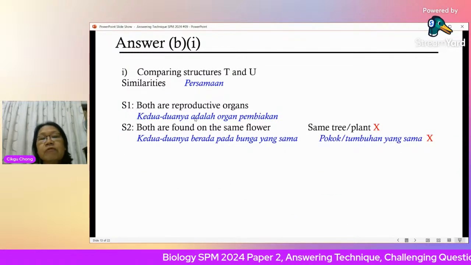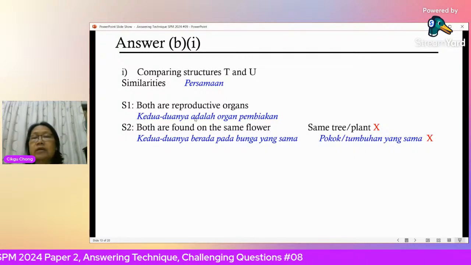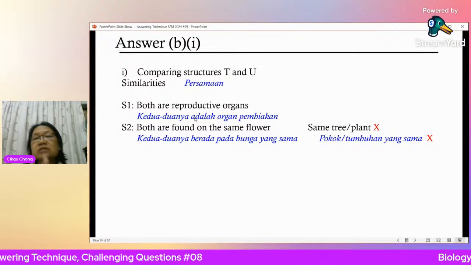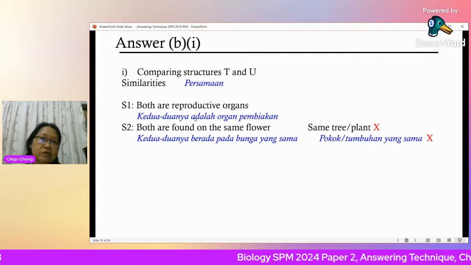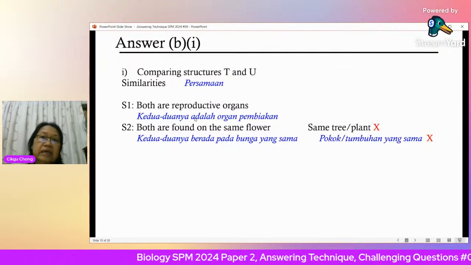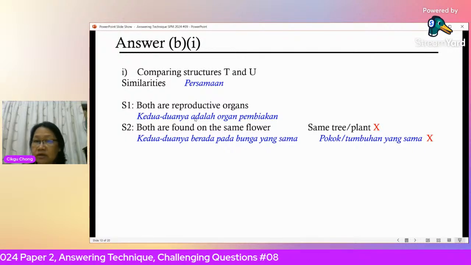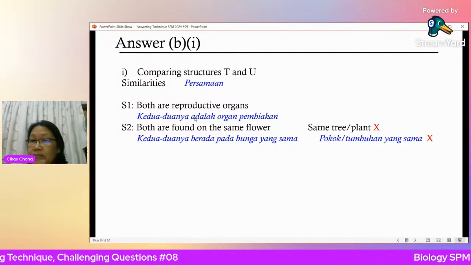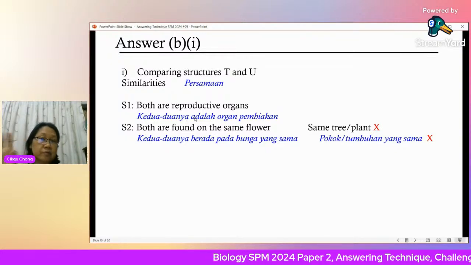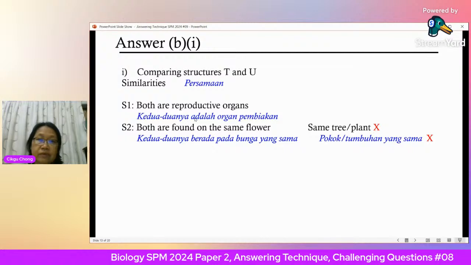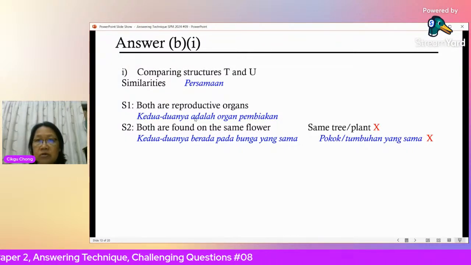Second point, they are both found on the same flower. You can see very clearly on the flower, just now in 1.4. They are found on the same plant. I mean, not same plant, same flower. That means it's a unisexual flower. That flower will have male parts and also female parts. But we're not talking about the same tree or same plant. We are talking about the flower itself. Both male and female parts are found on the same flower. So if you put tree or same plant, it is wrong. Your S2 is wrong.